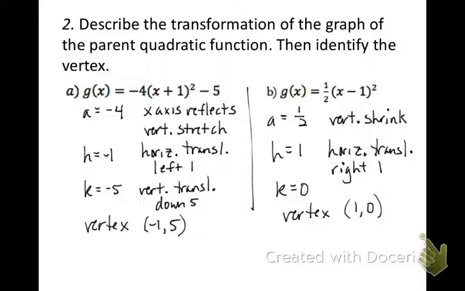And then for B, our A value is 1/2, and so that's just a vertical shrink because the value of it is less than 1. H is 1, so it's going to translate to the right 1, and K is 0, so your vertex is at 1, 0.